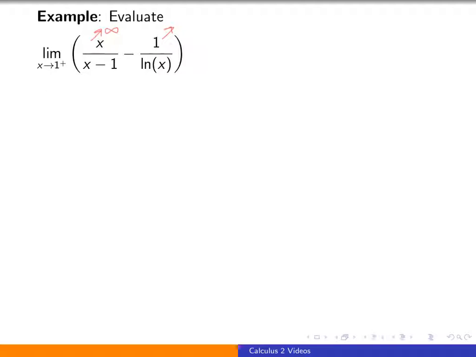Similarly, if we think about 1 over ln of x, as we approach 1 from the right, ln of x is approaching 0 from the right. So 1 divided by a really small positive number is getting big. So also infinity. And this is actually our last type of indeterminate form. Infinity minus infinity is not something that has an associated meaning to it.